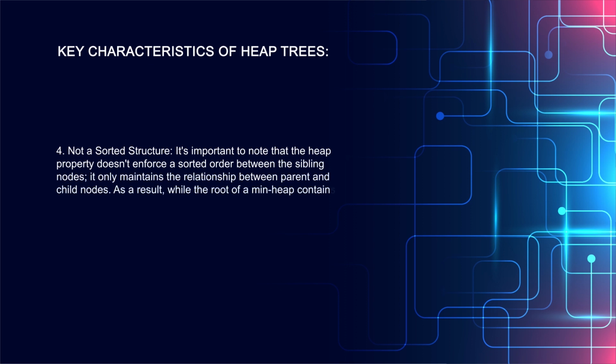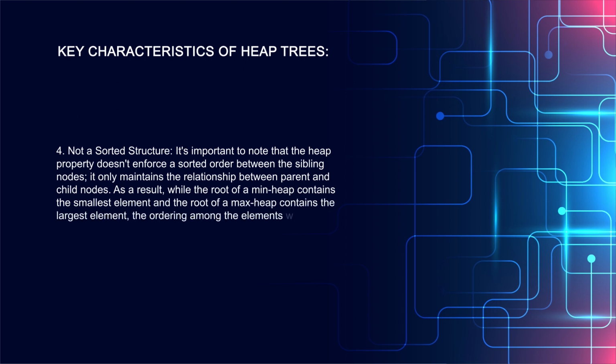It only maintains a relationship between parent and child node. As a result, while the root of a min heap contains the smallest element and the root of the max heap contains the largest element, the ordering among the elements within the same level of the tree is not guaranteed.